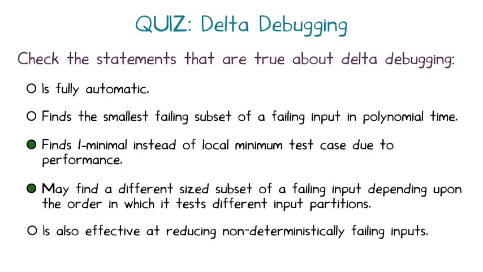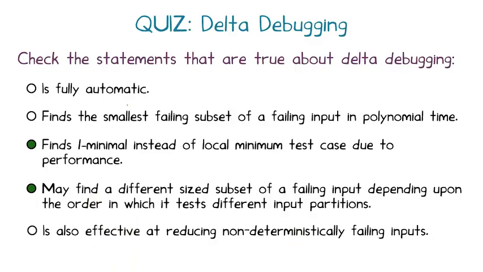Let's tackle each of the statements in order. The technique is fully automatic. This is false because one has to define the space of input changes, or deltas, which is application specific, as well as what constitutes a passing versus failing program run under each possible input. Delta debugging finds the smallest failing subset of a failing input in polynomial time. This statement is also false. The algorithm does not find the smallest failing subset. Such a subset is the global minimum, which takes exponential time in the number of changes to find.